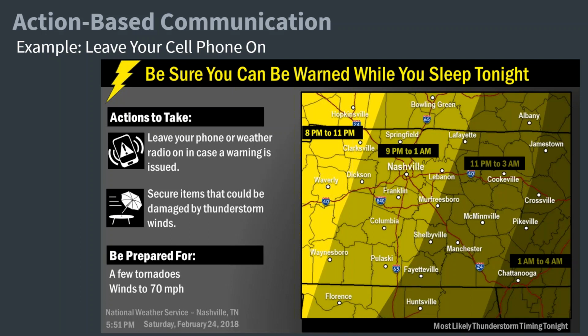Notice this graphic has no mention of what risk level we were in. It happened to be enhanced, but we're not saying that. We're getting straight to the point. Make sure that your phone is on and not on Do Not Disturb, or that your weather radio is plugged in so that you can get a warning while you're sleeping.